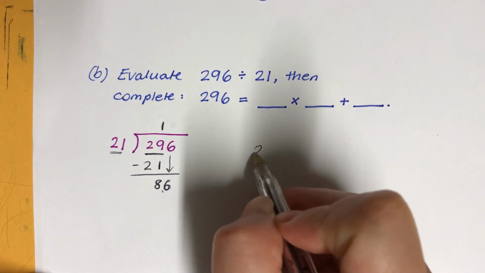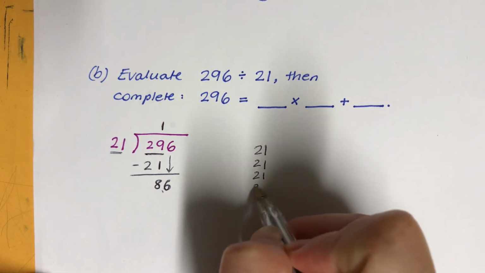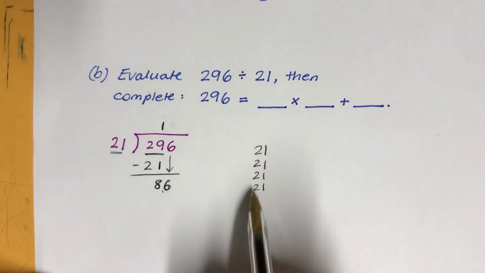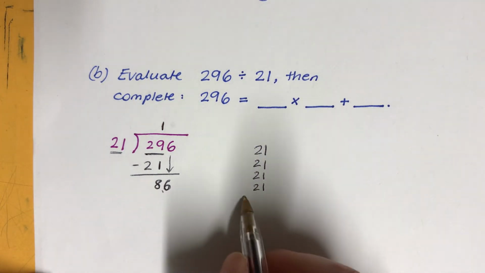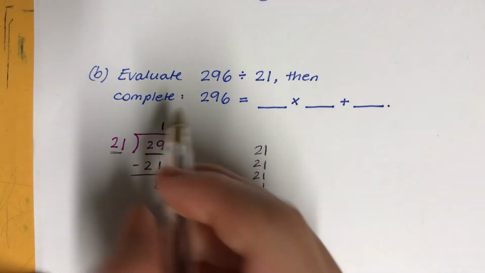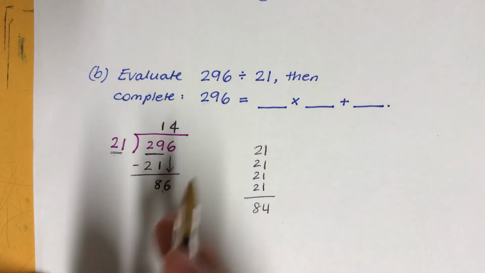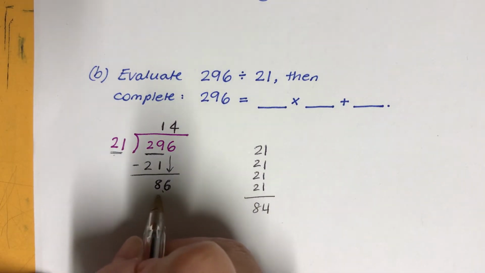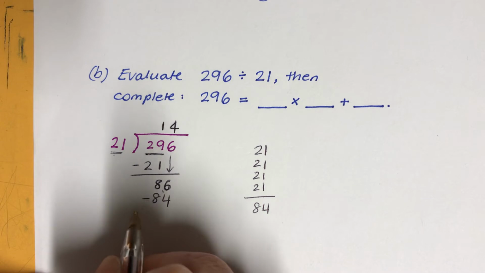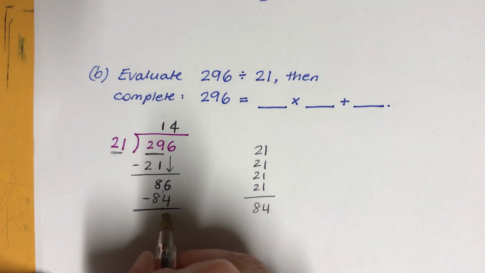And of course 21 can go into 86, but how many times? So I'm going to try 4, because then I know it's going to be 80 something. So when I add it all together, it'll be 84. So 1, 2, 3, 4 times. So I'm going to put 4. So 21 times 4 is 84. So I'm going to write 84 here, and I'm going to take that away. And what's 86 take away 84? I'll get 2.